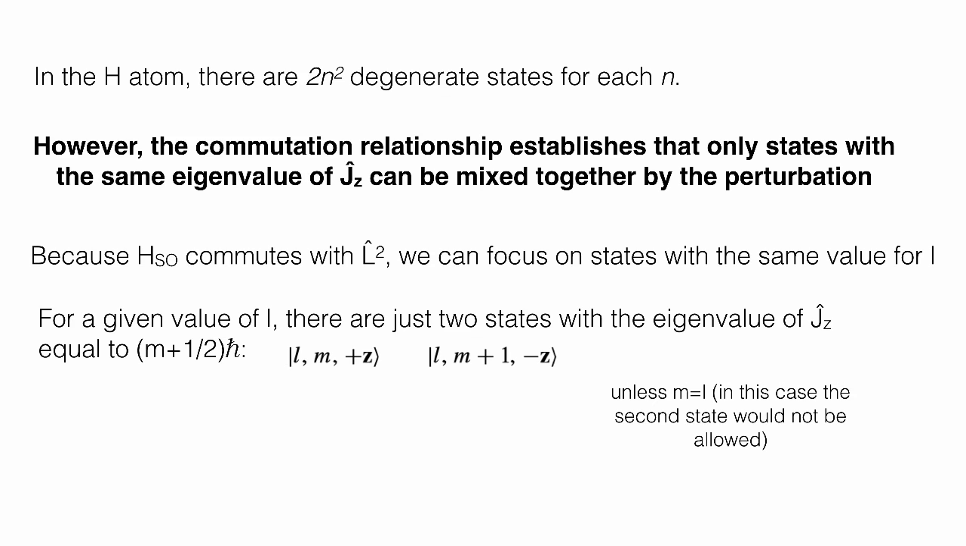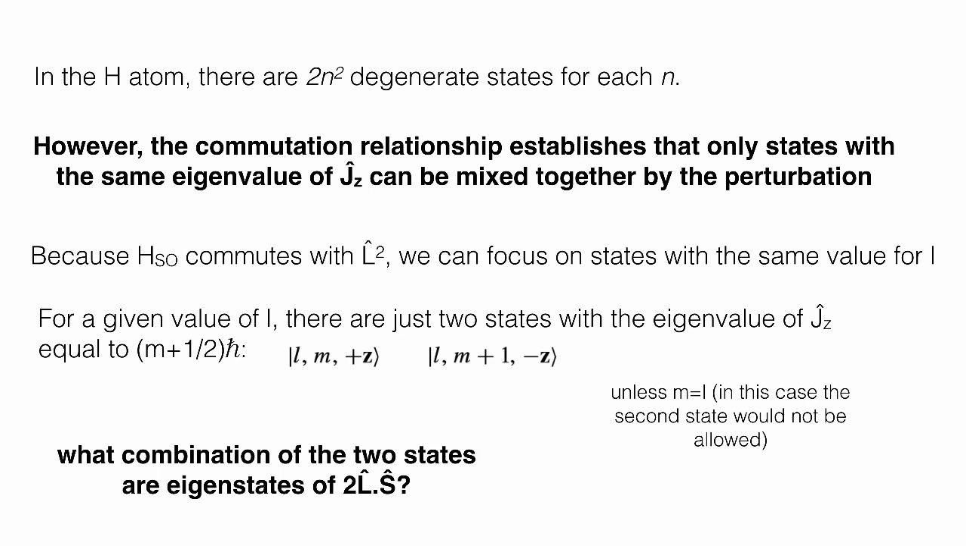So when m equals L, of course, we cannot write this, because if m equals L, we cannot use the second state. The second state is impossible because the maximum value of m is, of course, plus L. So the second state is not possible. So if we have the case m equals L, then we cannot do this. In other words, the matrix element will actually also disappear.